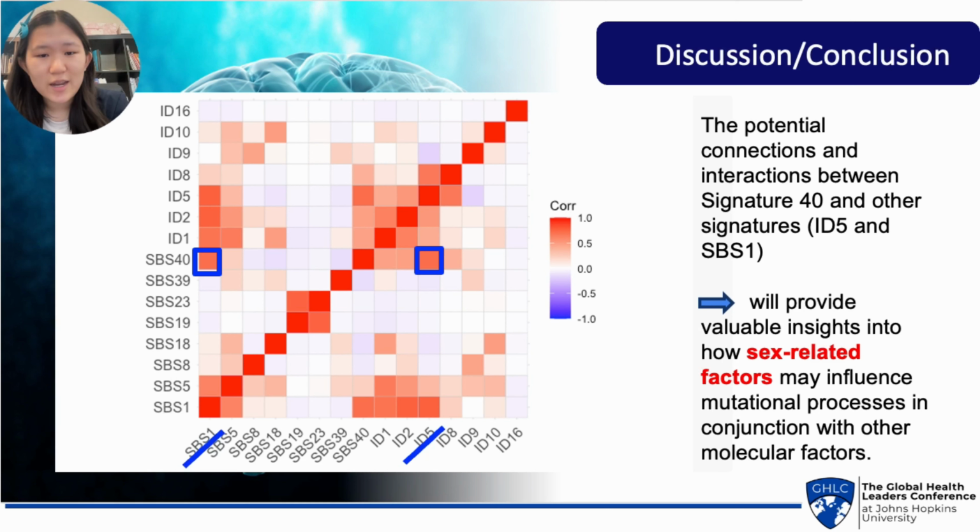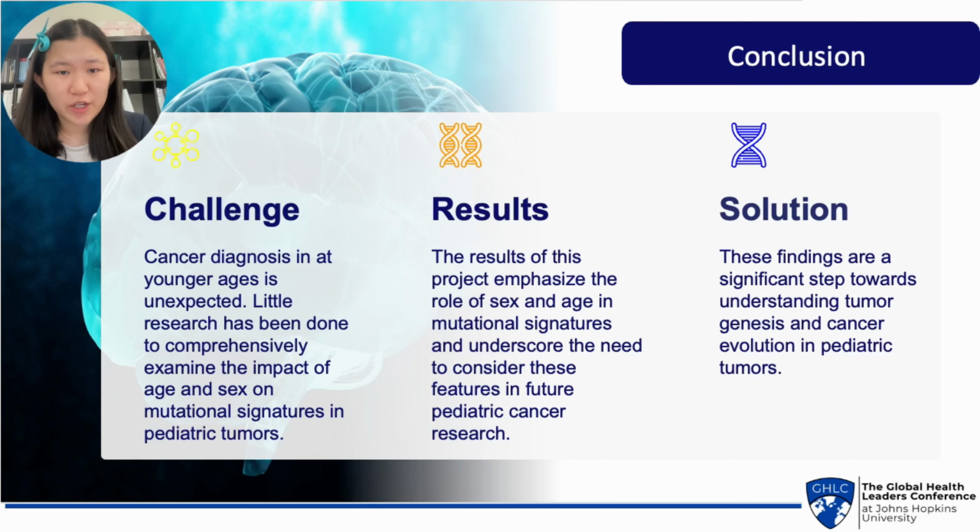Investigating the potential connections and interactions between these mutational signatures can provide valuable insights into how sex-related factors may influence mutational processes in conjunction with other molecular factors. Overall, my project tackled the challenge of the relatively new association between age and sex clinical features on mutational signatures in pediatric brain tumors, and my results underscore the role of these clinical features in mutational signatures and the need for further consideration of these features in future pediatric cancer research. My findings are a significant step towards understanding tumorigenesis and cancer evolution in pediatric brain tumors.